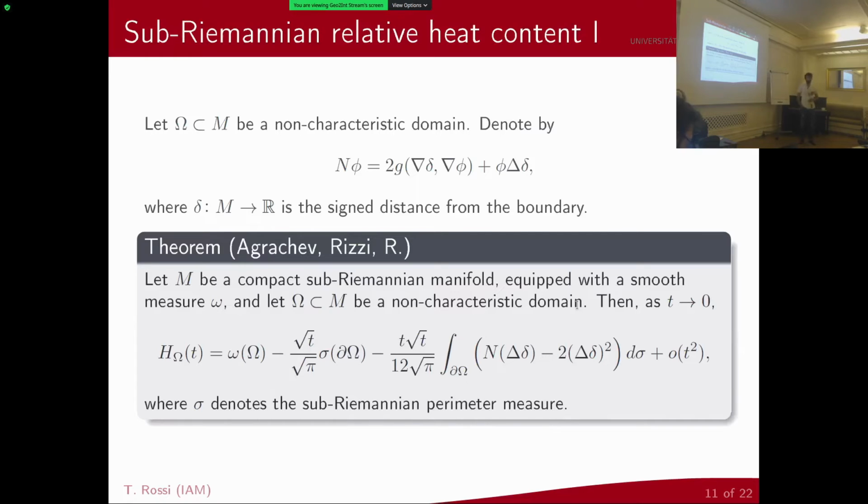So what we proved together with Agrachev and Rizzi is the following result. We consider a compact sub-Riemannian manifold equipped with a smooth measure, and we consider omega to be a non-characteristic domain in this sub-Riemannian manifold. Then the sub-Riemannian relative content asymptotics has an asymptotic expansion up to order 4 as a function of the square root of t, and we have these explicit coefficients up to order 4.